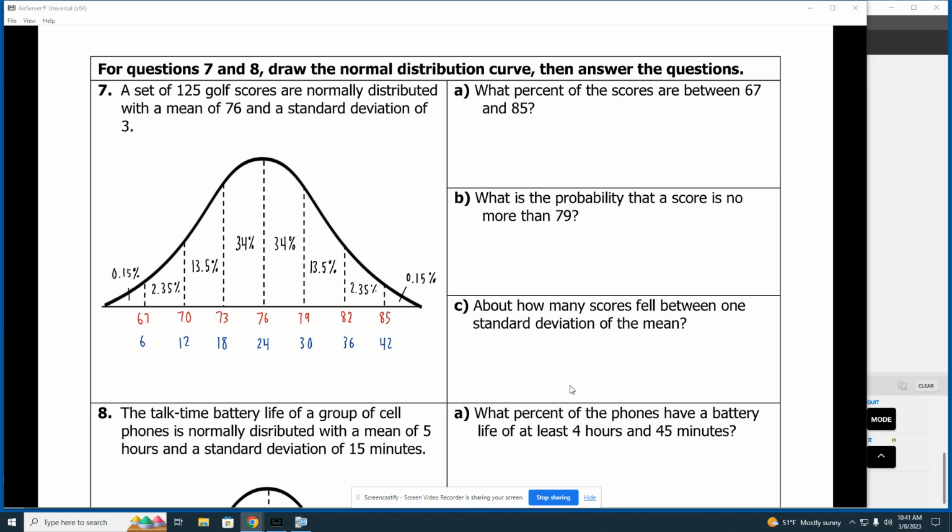Two. Those numbers, if you just slap them on a normal curve, that's going to help you answer any questions from normal distribution. It's that simple.